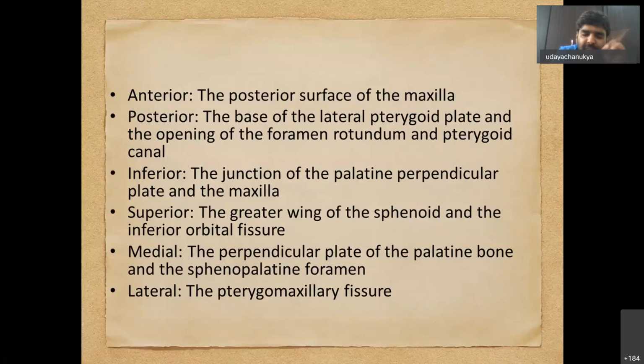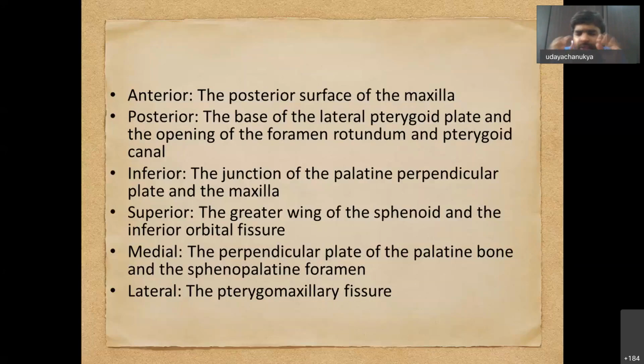Remember the first picture, where we saw the perpendicular plate of the palatine bone articulated with the maxilla. That is the inferior border. Superiorly, it is the greater wing of the sphenoid and the inferior orbital fissure. Medially, it is the perpendicular plate of the palatine bone and the sphenopalatine foramen. Laterally, it is the pterygomaxillary fissure.